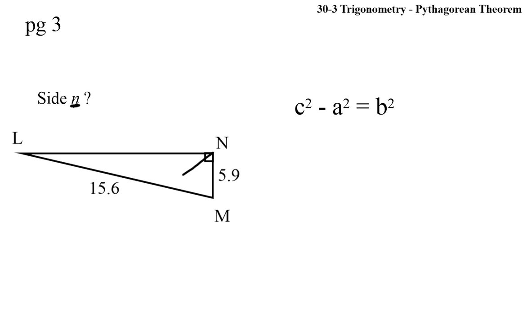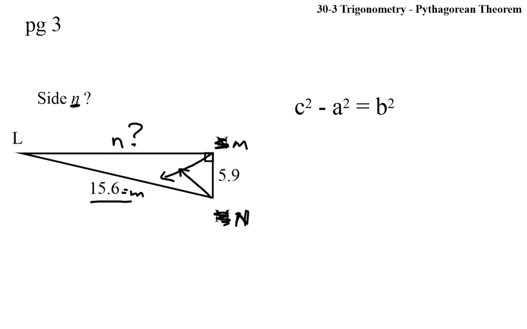Well, across from angle N would be side N. So technically, when I typed this up, I did it wrong. In your booklet, it's correct in the sense that this is actually angle M. This is angle N. I apologize for my mistake. So if we want side N, here's angle N. So across from angle N, there's the side we're trying to find. Across from angle M will be side M.